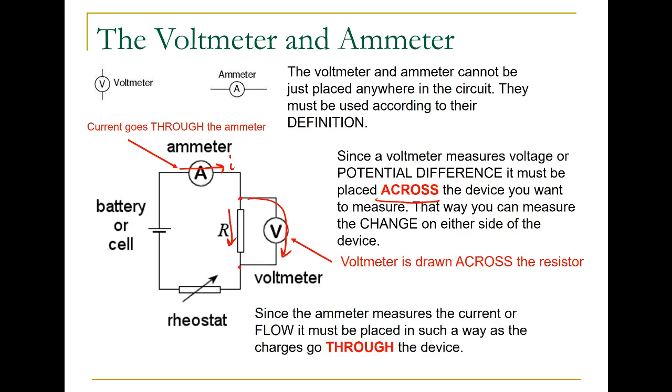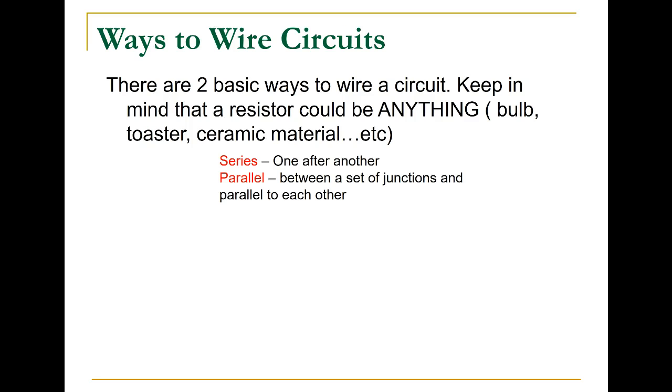Okay, now one last thing to point out is that for an ammeter, we usually want to have an extremely low resistance, and a voltmeter is typically going to have a very high resistance. And we'll talk a little bit more about this when we get to some of the characteristics of the different types of circuits. So here are the two basic ideas: a series circuit is one after the other, and parallel is between a set of junctions and parallel to each other.